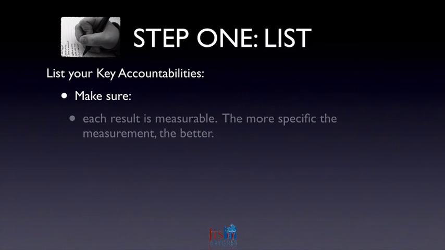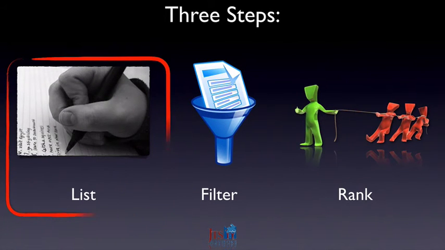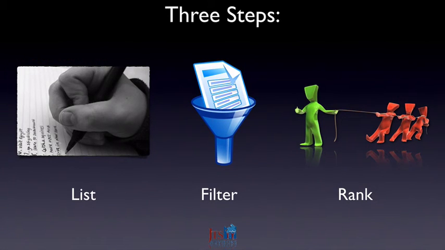And make sure that each result is measurable. You want to look at each of these results that you're listing, and are they actually measurable? The more specific the measurement, the easier it is to identify what the key accountability really is. Also, make sure that each result will cause significant impact. If it's not a significant impact, chances are it doesn't need to be included in a key accountabilities list.